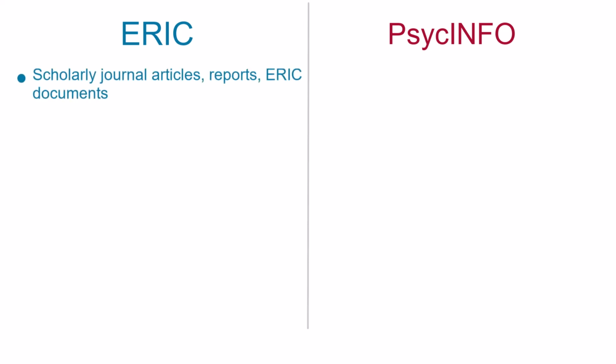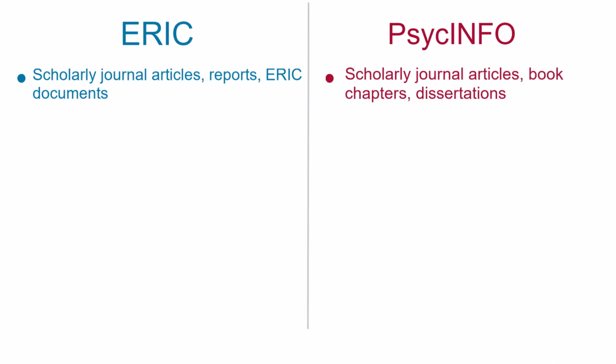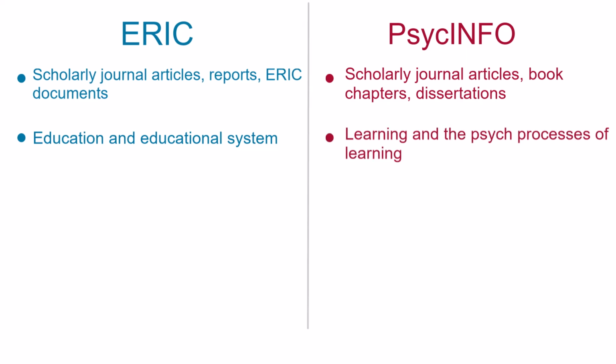ERIC contains scholarly peer-reviewed journal articles, reports, and ERIC documents, which include books, conference papers, government publications, and dissertations. PsycINFO contains scholarly peer-reviewed journal articles, book chapters, and dissertations. ERIC provides materials on education and the educational system, while PsycINFO has materials on learning and the psychological processes of learning.